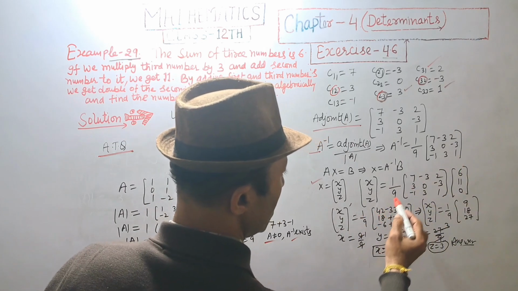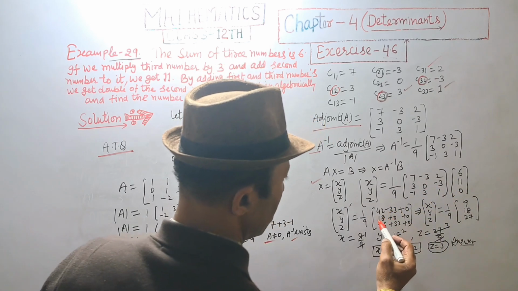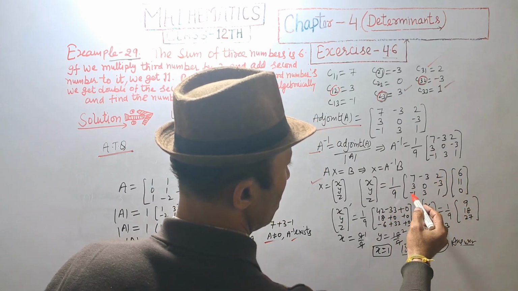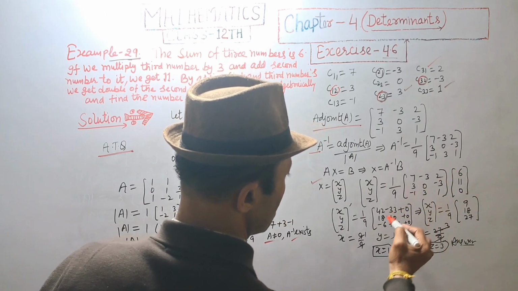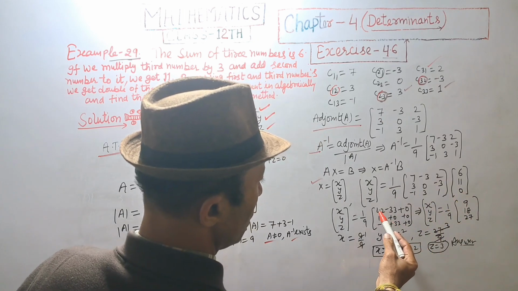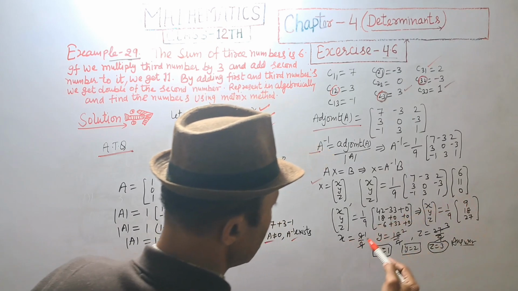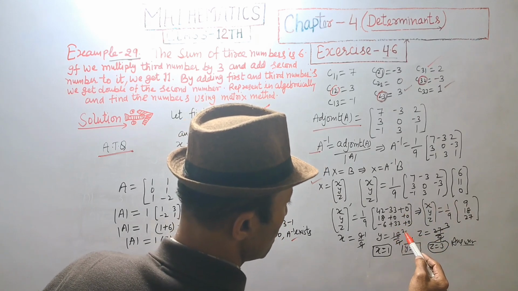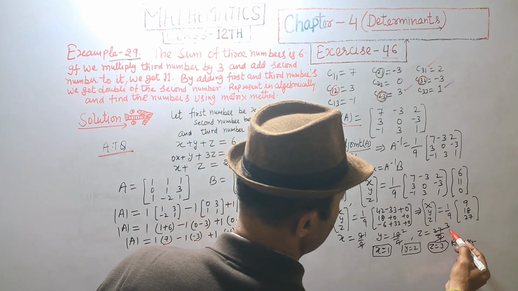7 6s are 42, 11 3s are 33 minus, and second row, 3 6s are 18, plus 0, minus 6 1s are 6, 6 into minus 1, that will be minus 6, 11 3s are 33 plus 0. 42 minus 33, we get 9, and we get the value of x is 9 divided by 9, and we get the value of y is 18 divided by 9, that is 2, and we get the value of z, that is 27 upon 9, that will be positive 3.